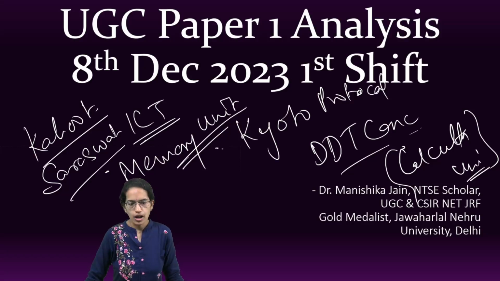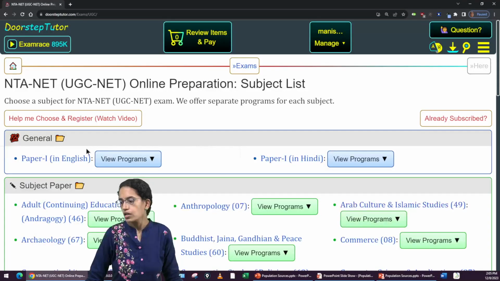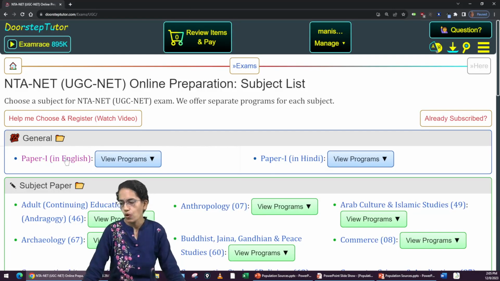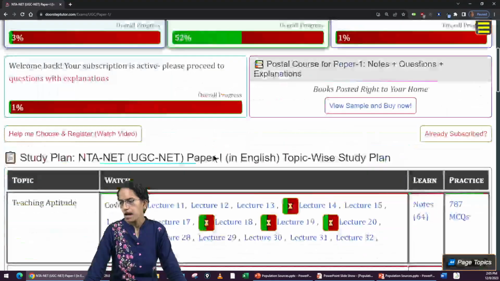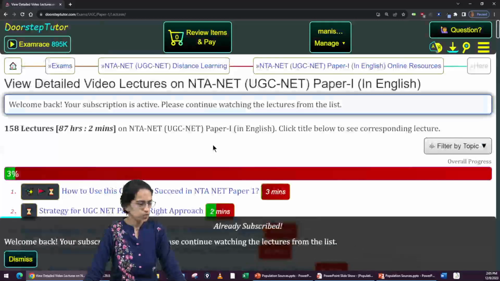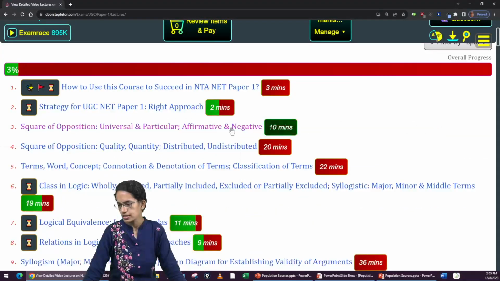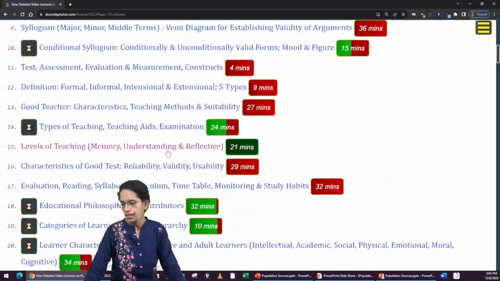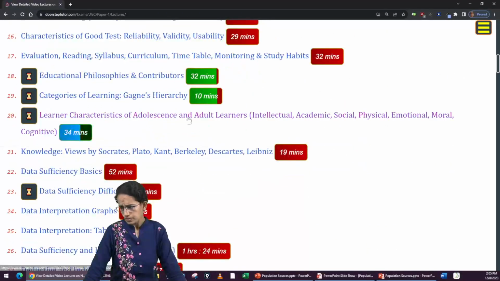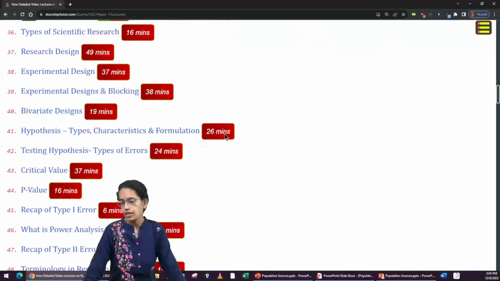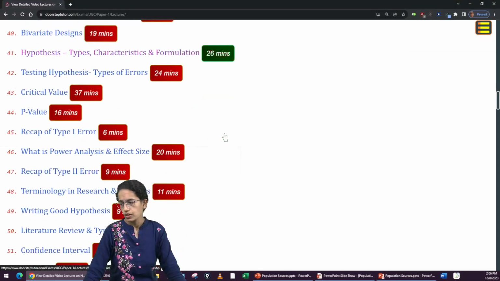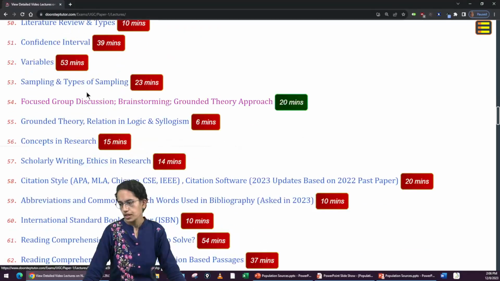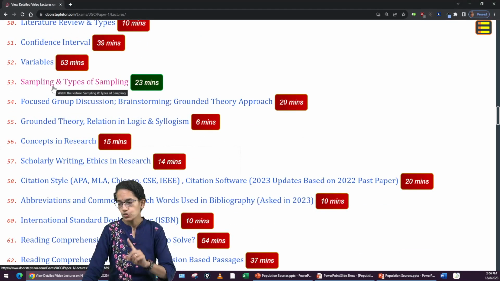Now if you are looking for preparation on paper 1, you can go on to the sections on paper 1 and check out the list of lectures which are available. In the list of lectures, you have a detailed list which talks about the characteristics, Gagne's hierarchy, the various educational philosophies and models. Then there were questions related to profit and loss. Under sampling, there were questions related to types of sampling.